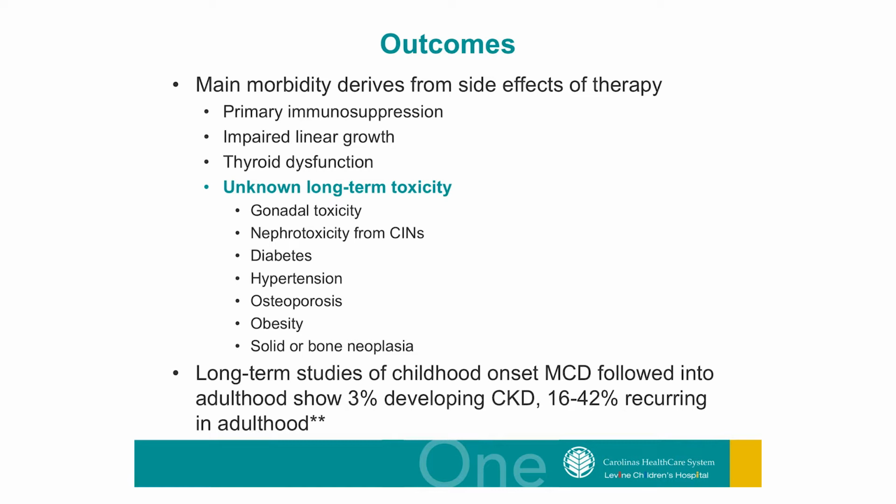I think gonadal toxicity we feel pretty good about, with respect to the chemotherapy world, the oncology world, having followed enough of these kids through the years to give the families a good idea about that gonadal toxicity. Many of the agents that we use are toxic to the kidneys. Calcineurin inhibitors, we're trading off: we're maintaining their disease, but they're scarring as a result of being on a calcineurin inhibitor. Steroids cause diabetes, hypertension, osteoporosis, truncal obesity, and then solid or bone neoplasias.